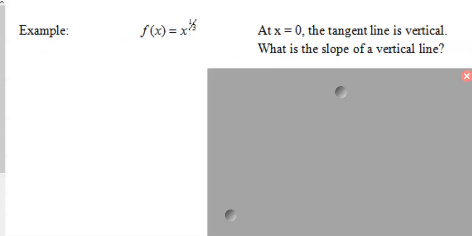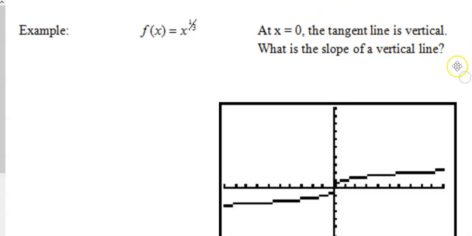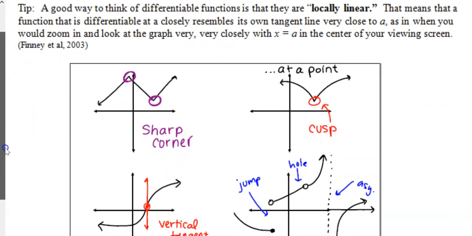And our last example here, f of x equals x to the 3rd. At x equals 0, the tangent is a vertical line. So right at x equals 0, this point right here, the tangent line would be vertical, and that has undefined slope, so we wouldn't be able to find the derivative. These three were examples of why you wouldn't be able to find a derivative at a certain point.